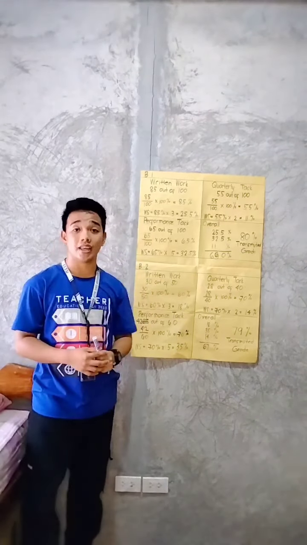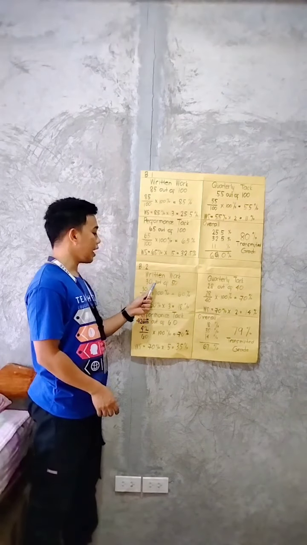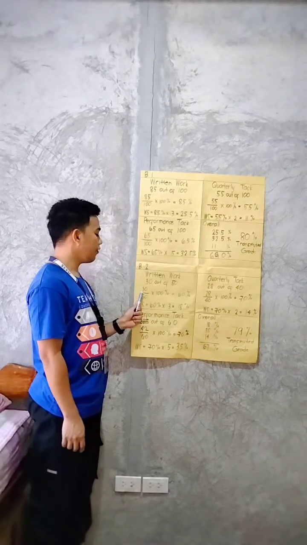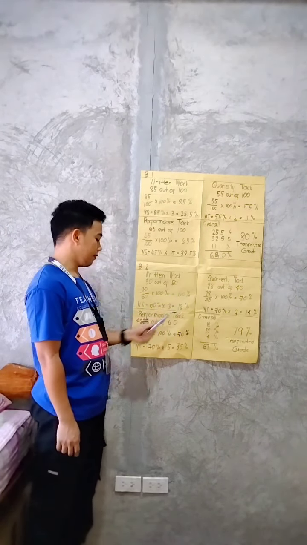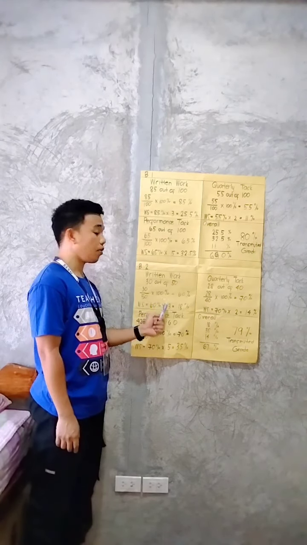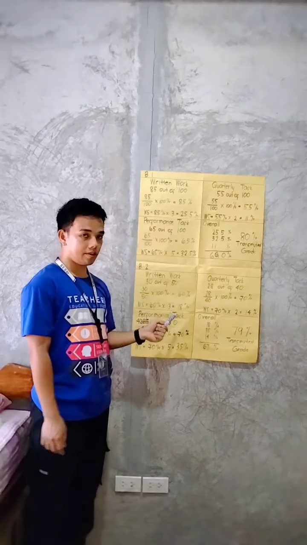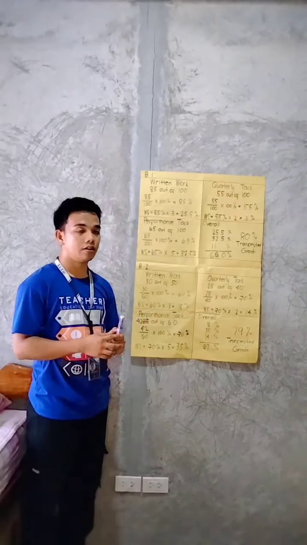For her mathematics, for the written work, the student got 30 out of 50. So 30 divided by 50 times 100% is 60%. The weighted score equals 60% times 0.3 equals 18%. So the student got 18% in her written work.